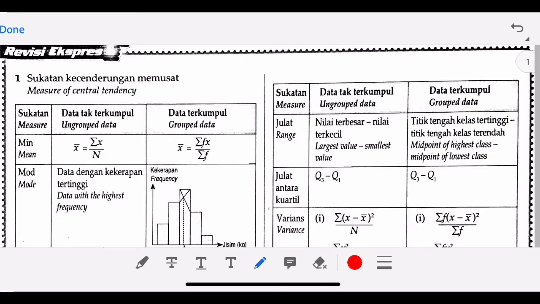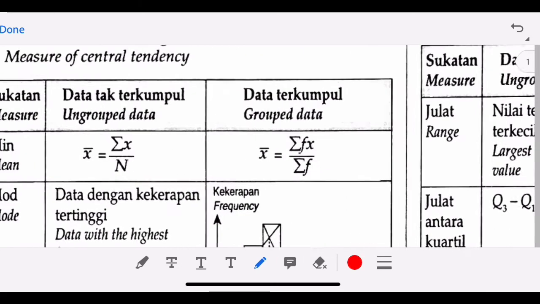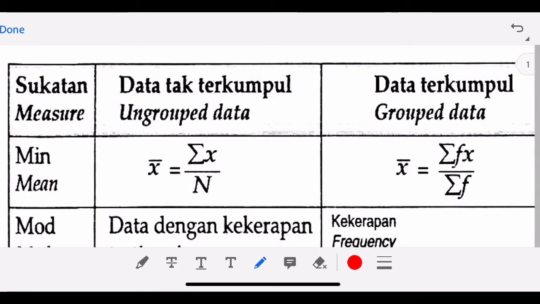For measures of central tendency, we have two types of formula. It depends on whether the data is grouped data or ungrouped data, right? If it is ungrouped data, that means the data is not arranged in class intervals. We have grouped data whereby it's in class intervals. For grouped data, the mean is given with the frequency. For ungrouped data, it is without frequency.